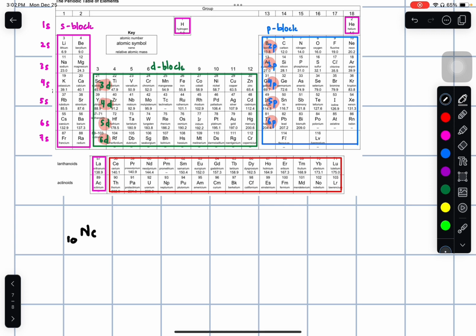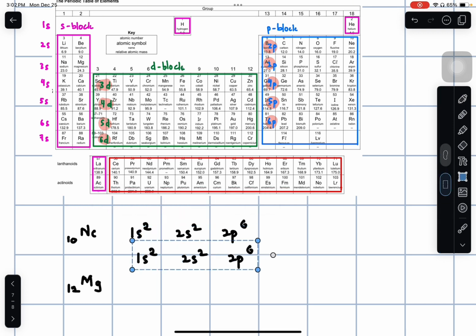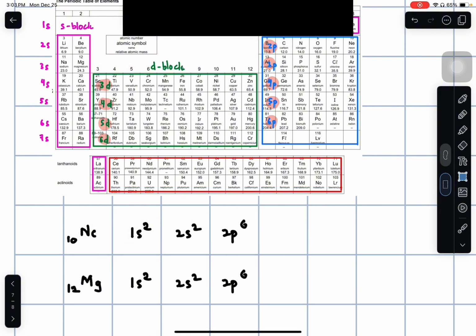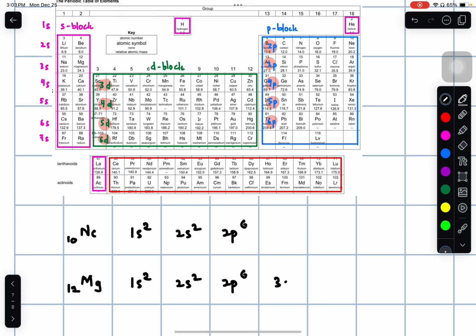Neon has 10 electrons, and it would make neon 1s2, 2s2, 2p6. If we were to write the electronic configuration of magnesium 12, magnesium has 2 extra electrons than neon 10. So until here would be 10 electrons. Then you simply add in 3s2. Now, in this case, it's a similar thing as well.